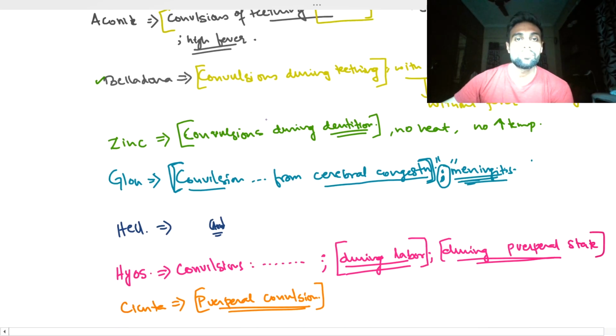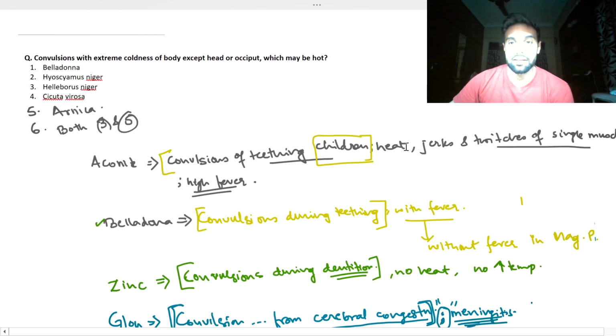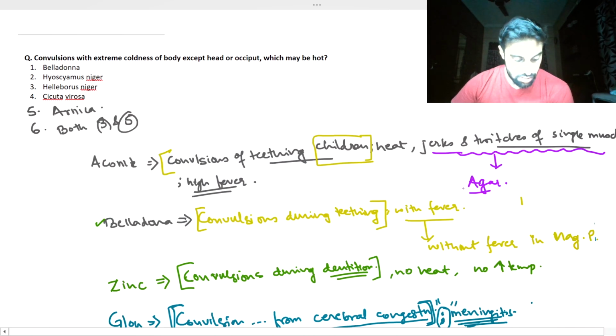And one more remedy that we need to study is agaricus. Now in aconite we have seen in convulsion that it is jerks and twitches of single muscles. A similar symptom is also present in agaricus. The symptom is jerks of single muscles to dancing of whole body, trembling of whole body. And in the bracket it is mentioned twitching of muscles of the face. The medicine is Mygale.